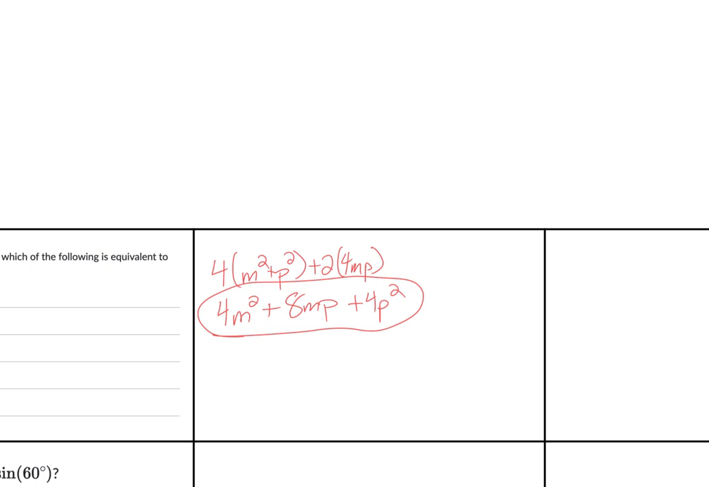Let's say I have (3x plus 5) squared. To do this, I square the first part, 9x squared. I square the last part, and then I multiply these together and double it. So that's 15x. So I'm going to have 30x in the middle.